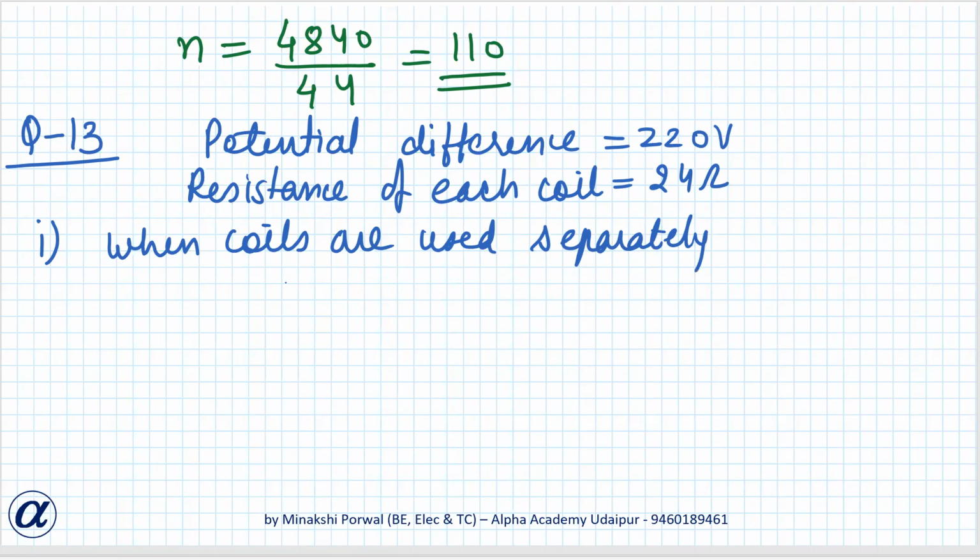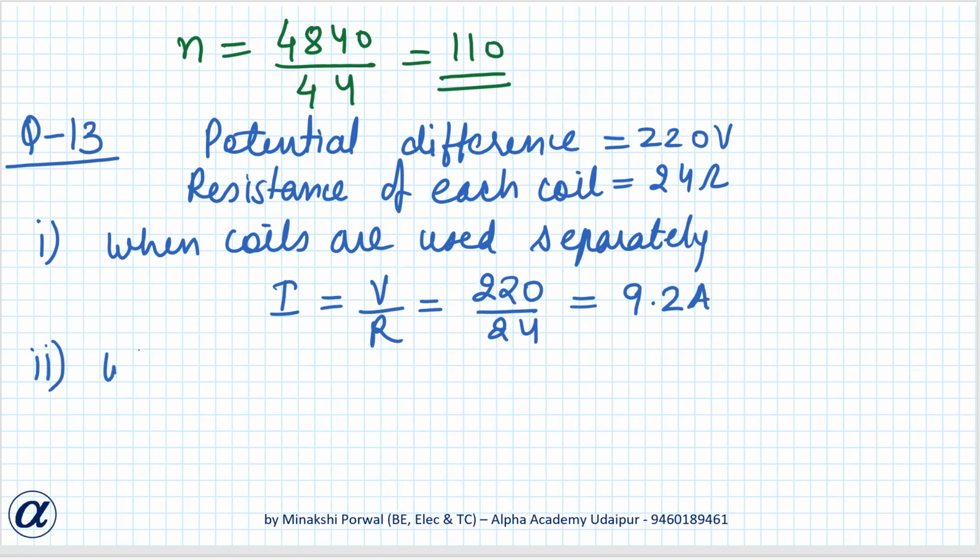When coils are used separately, I will be equal to V upon R. V is 220 and R is 24, so I equals V upon R. V is 220, and used separately means only one resistance of one coil will be taken. So when you divide this, you will get 9.2 amperes.